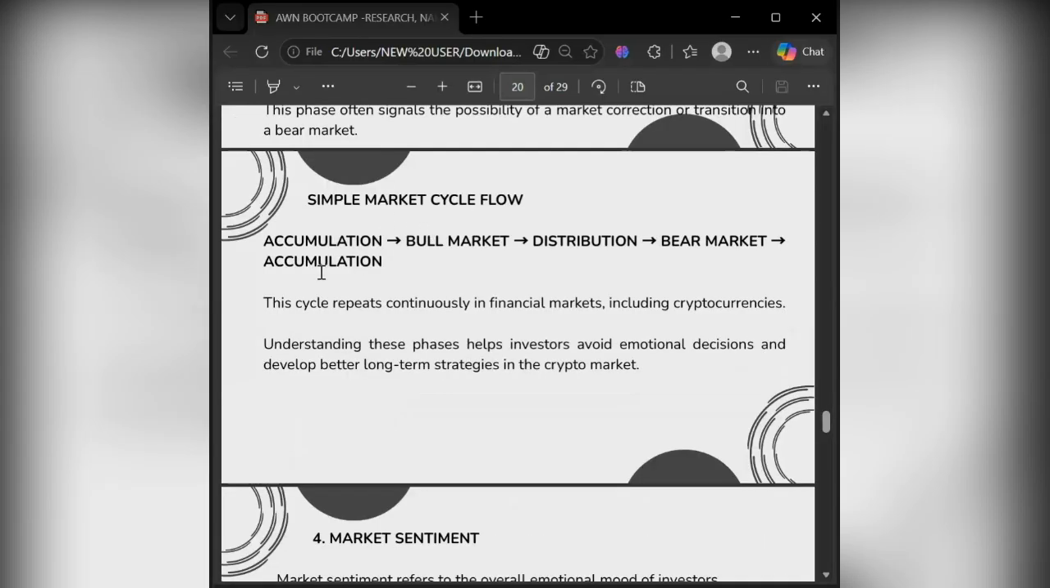Just like I said, the simple market flow goes from accumulation to bull market, to distribution, to bear market, back to accumulation, to bull market, and it goes on in a cycle like that. That is why it's called the market cycle. Some researchers have the opinion that all this happens within a cycle of 4 years, because of the whole narration behind the Bitcoin halving, right?